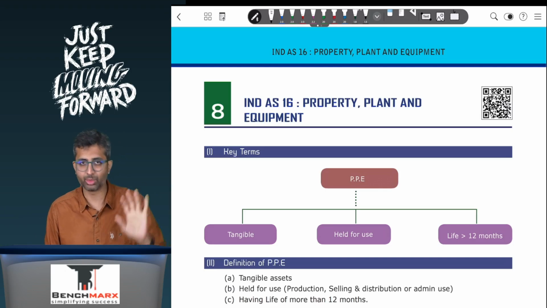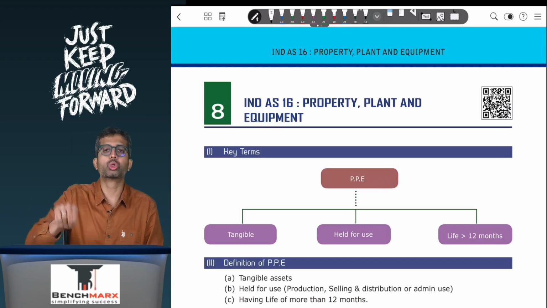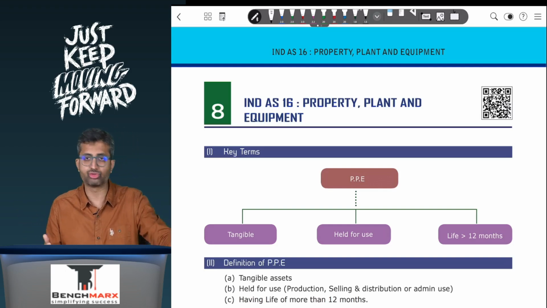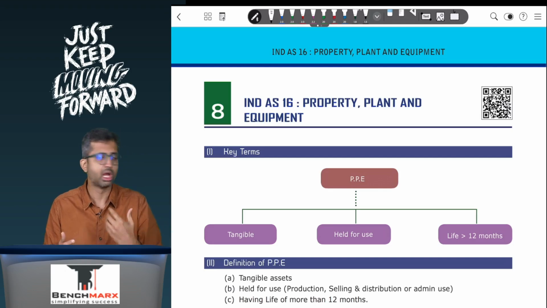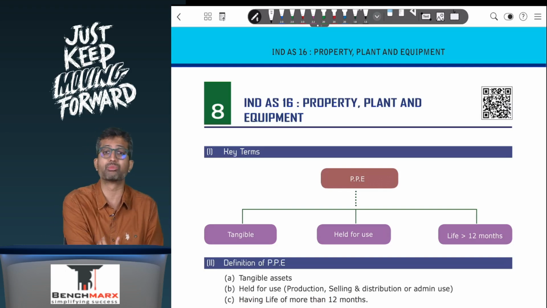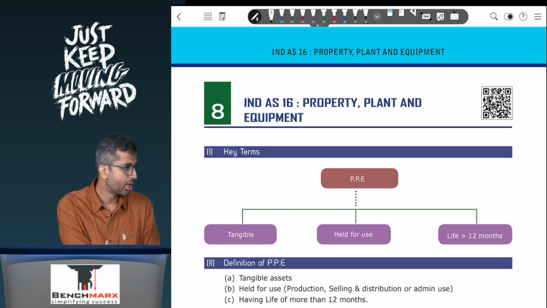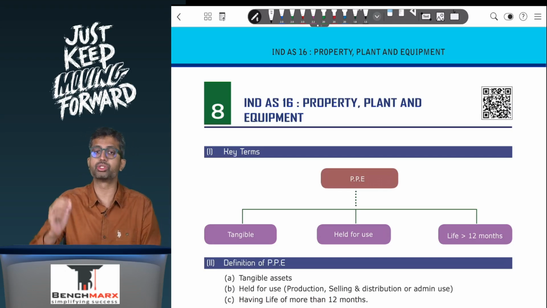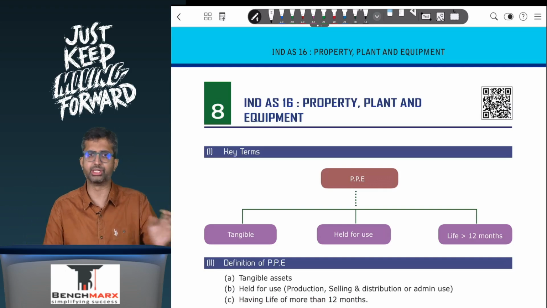Now, I can't show it as inventory because Ind AS 2 looks at inventory which is sold in the ordinary course of business. I don't sell benches in the ordinary course of business, and hence a bench is not inventory for me. However, it is not even a PPE for me because I'm no longer holding it for the purpose of use. I'm probably intending to sell it, for which we have a new Ind AS called Ind AS 105.